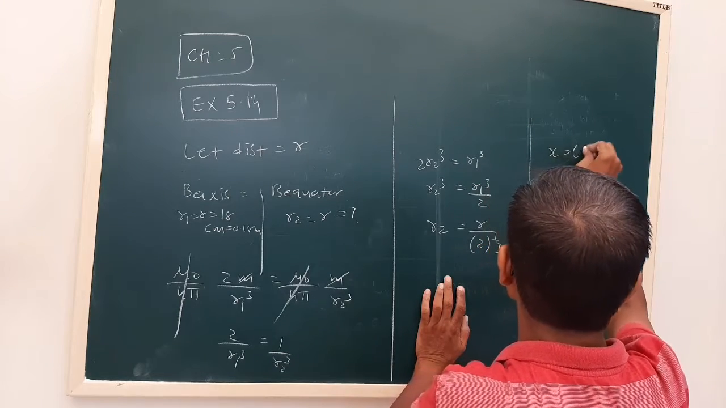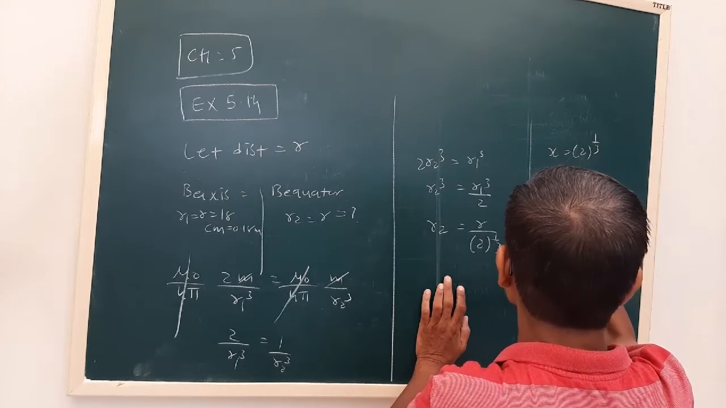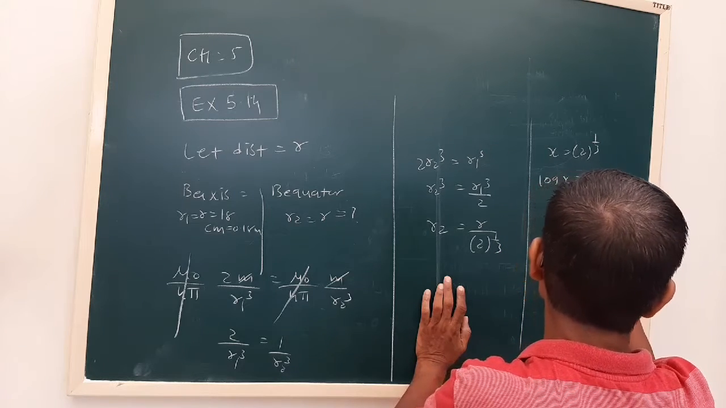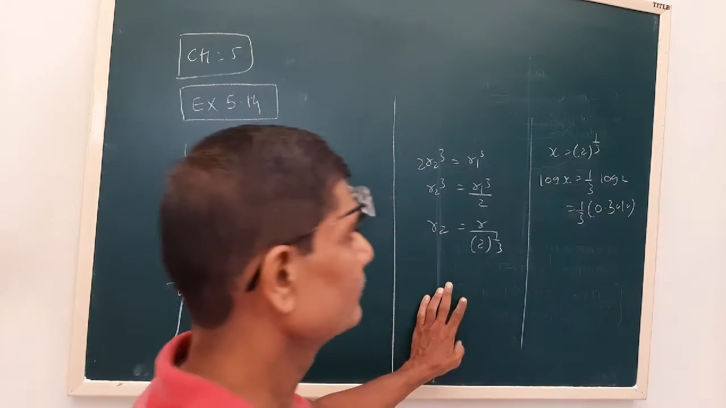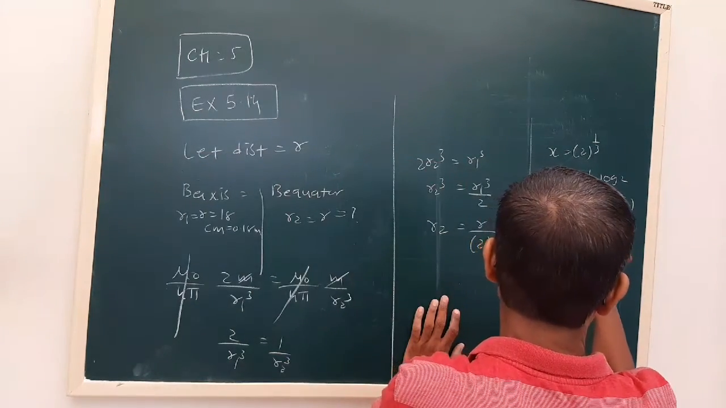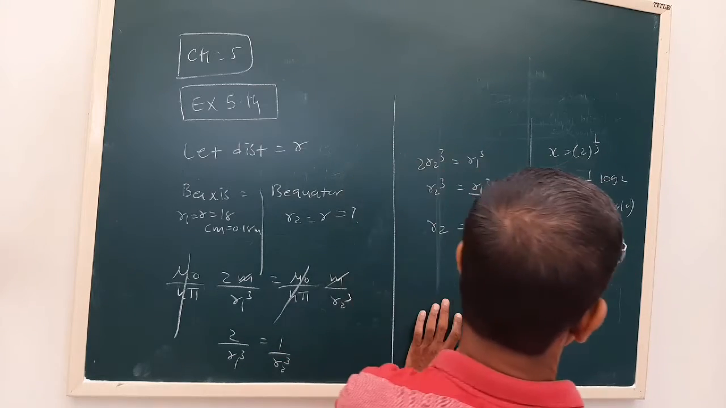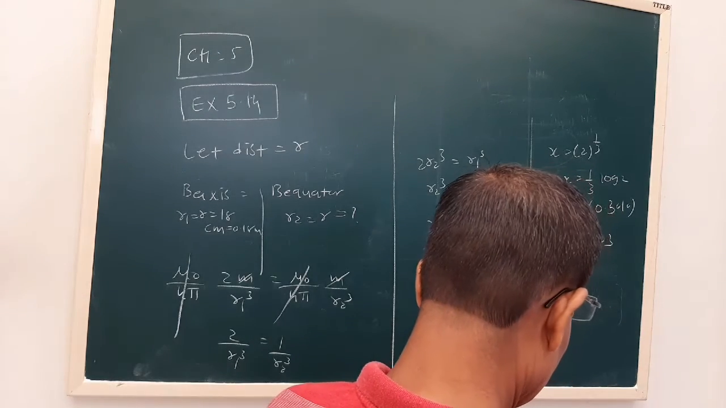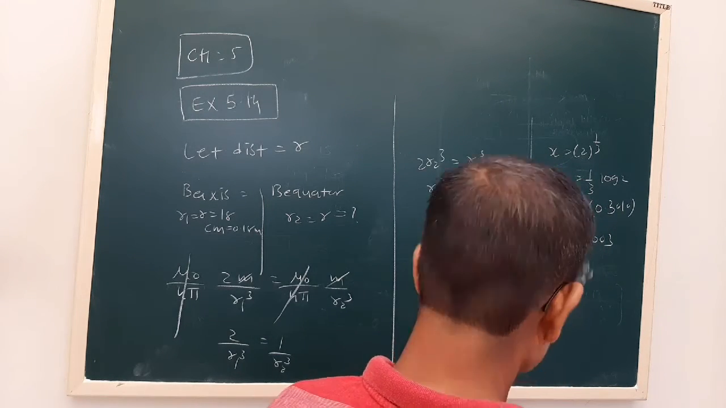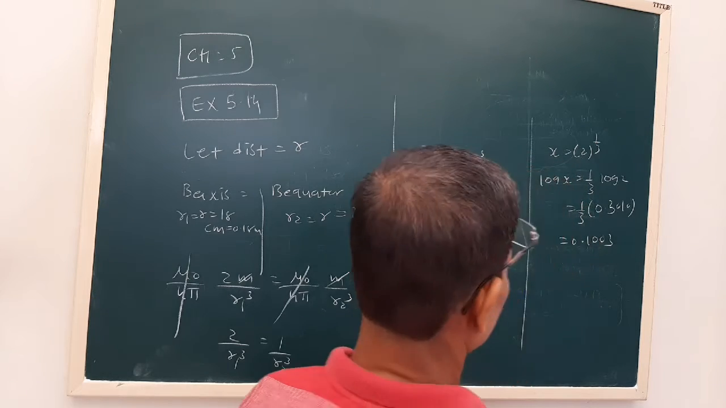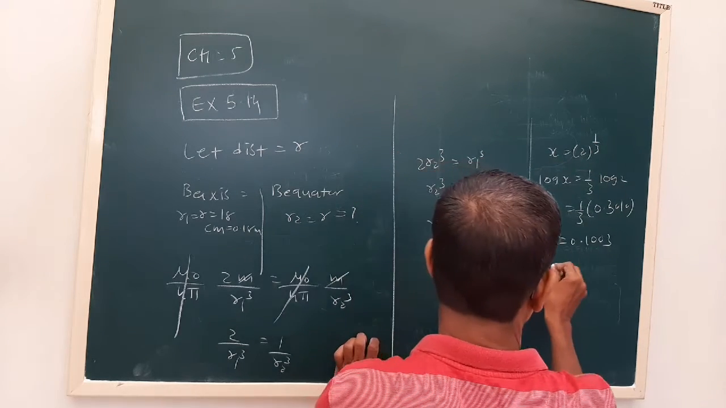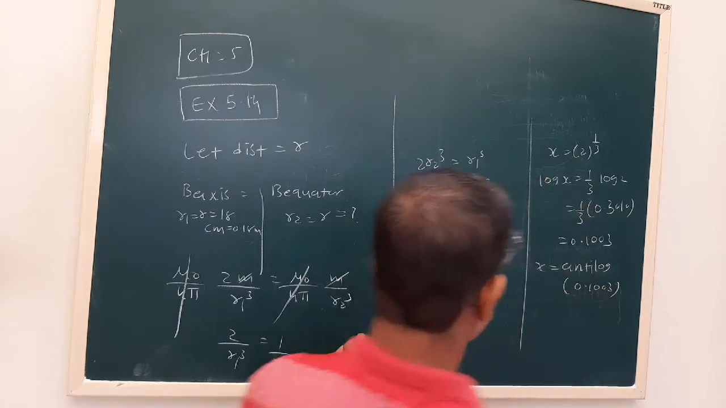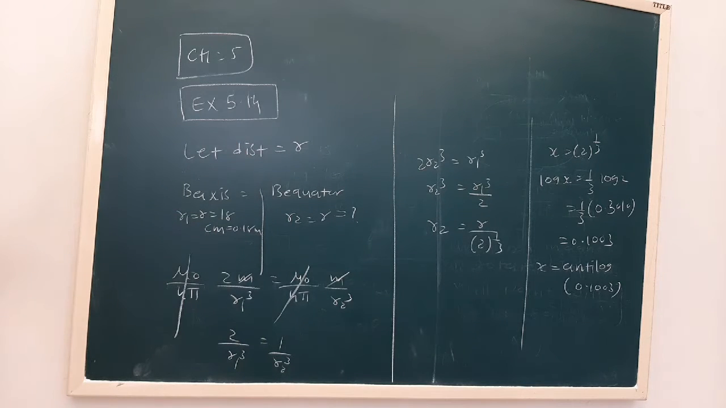See, let us say x is equal to 2 raised to 1 by 3. Log x is 1 by 3 log 2. Log 2 is 0.3010, that is known to us. So 0.1003. By using this, you can find out that x is 1.29.